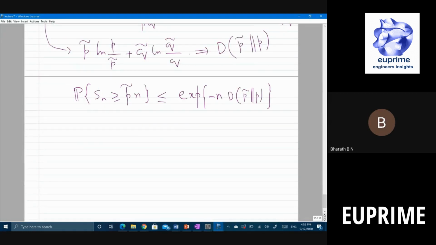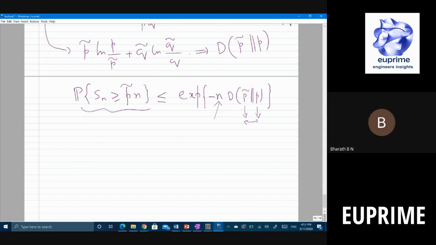This is exponential of minus n times D(p tilde || p). So in other words, if these two are close, what do we get? If p tilde is exactly equal to p, D(p tilde || p) is 0, so you get 1. So you get a trivial bound. On the other hand, if p tilde is far from p, then the Kullback-Leibler distance is large, in which case, as n increases, this goes exponentially down to 0, and therefore this probability goes down to 0 exponentially fast. Is that fine?